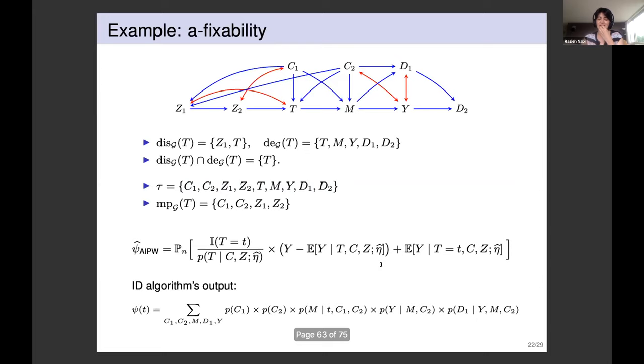So yeah, if I didn't know that this is adjustment fixable, and the results simplify quite a lot, and I was looking at the output of the identification algorithm, this is what it would give me. And this is a little annoying to work with because it requires the specification of many more pieces, basically.